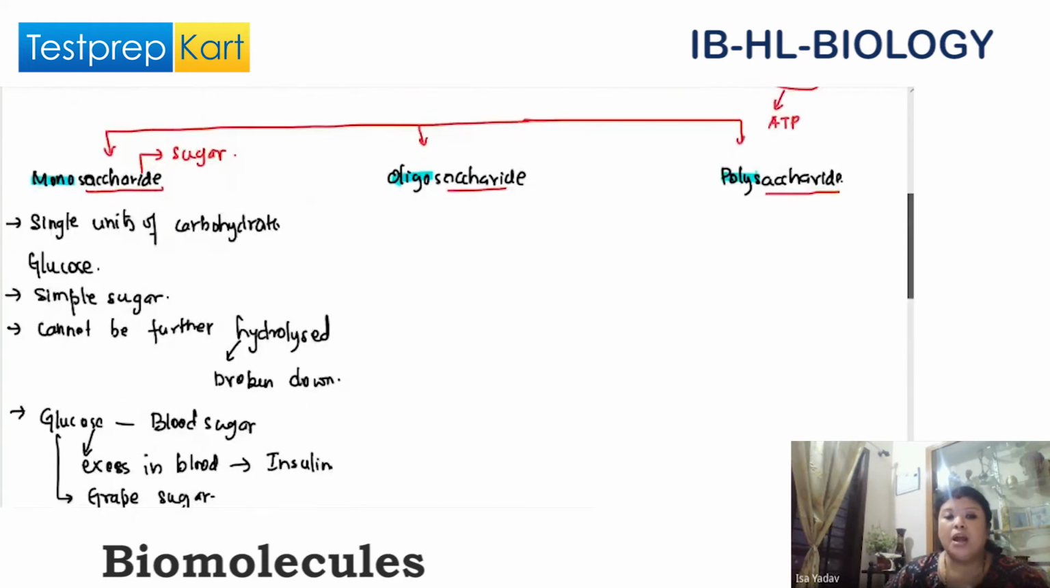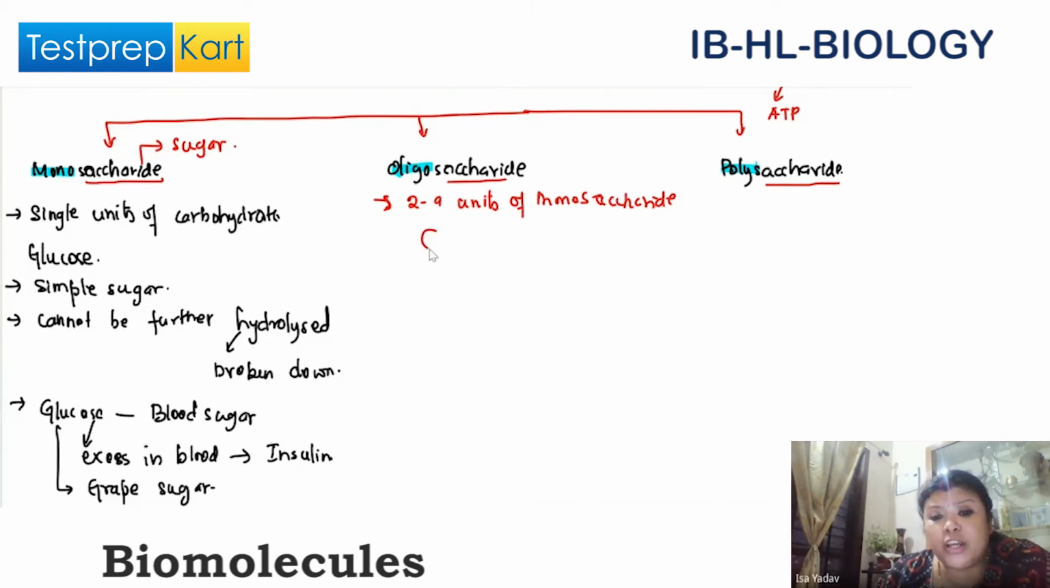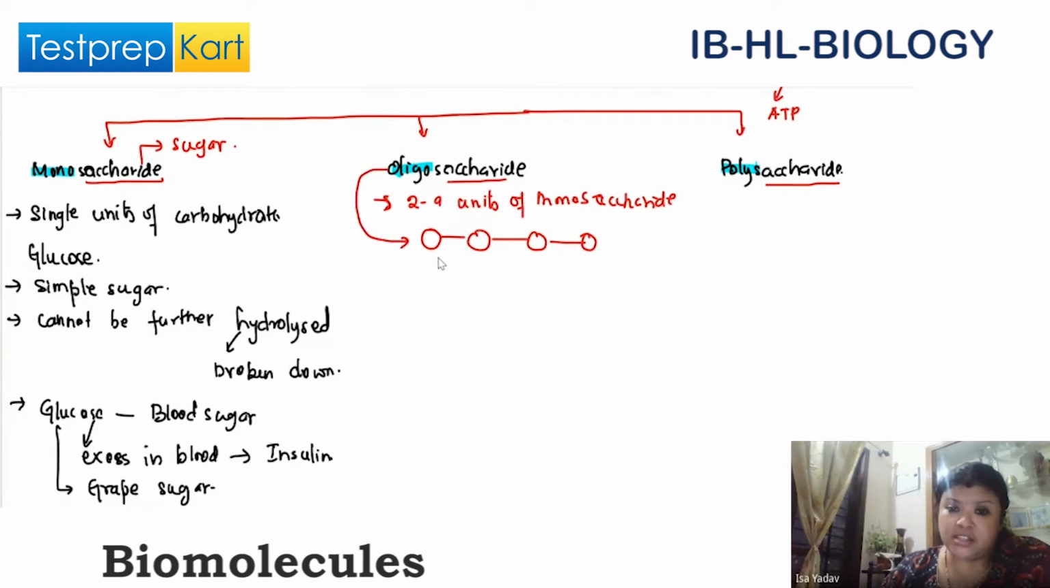Next, after monosaccharides, we have oligosaccharides. Oligosaccharides contain 2 to 9 units of monosaccharides joined together. This is a monosaccharide, and this is joined to another. So when 2 to 9 units of monosaccharides are joined, they form what we call oligosaccharides.